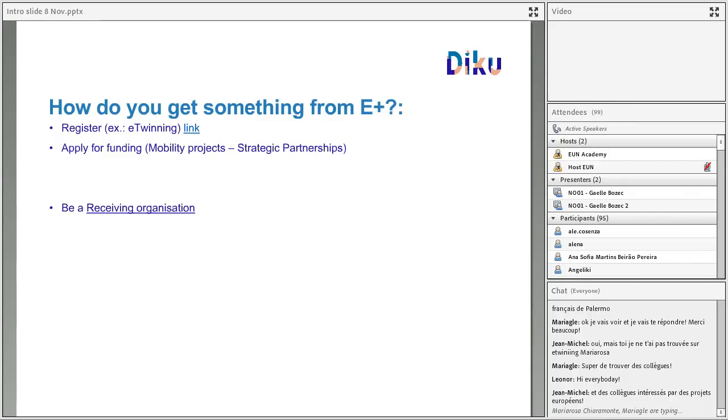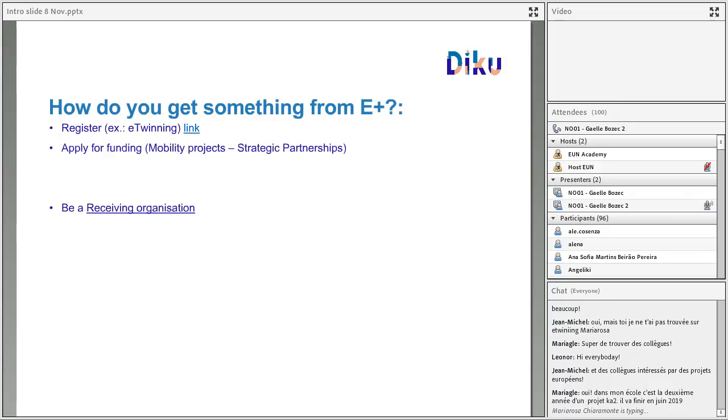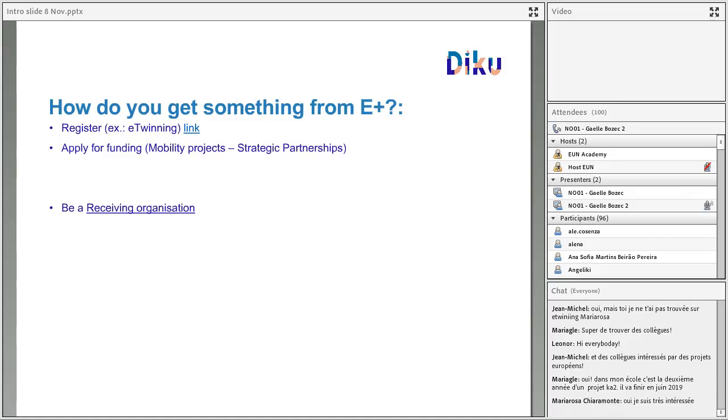And in Erasmus Plus, you have two types of funding. You have the mobility projects and the strategic partnerships. So modules 2 and 3 of this course and this MOOC are about mobility projects, while module 4, if I recall correctly, will be about strategic partnerships.